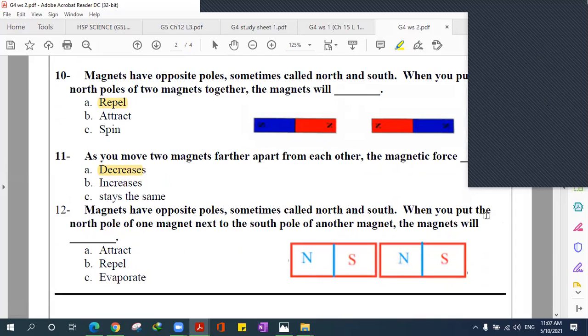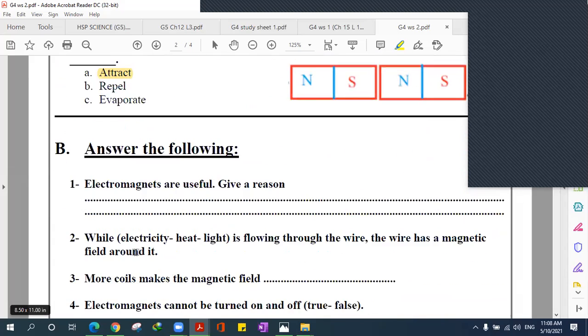Magnets have opposite poles, sometimes called north and south. When you put the north of one magnet next to the south pole of another magnet, the magnets will attract, repel, or evaporate? Attract. Yes, they will attract because we have south to north. They are the opposite.